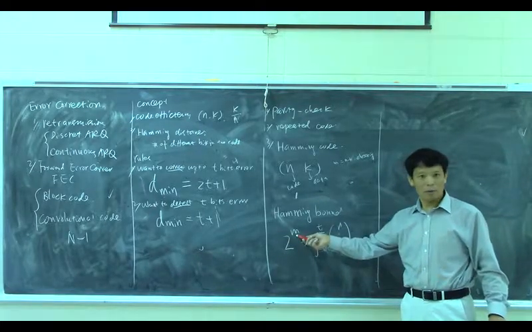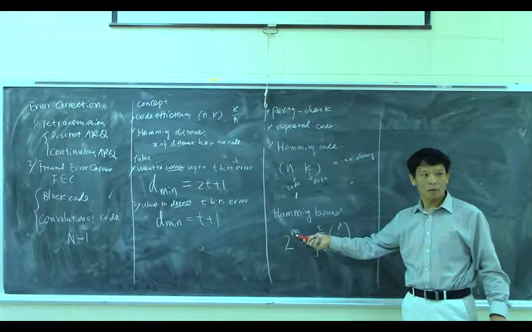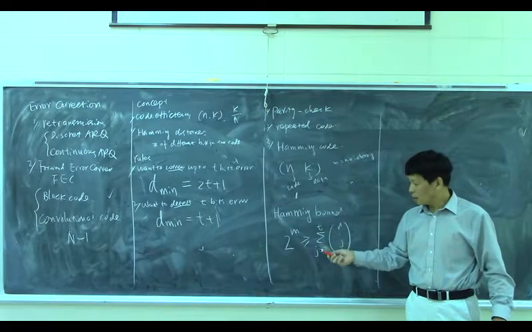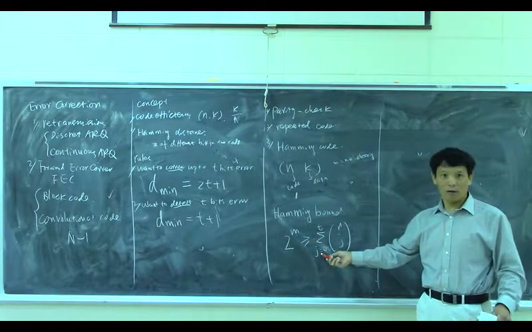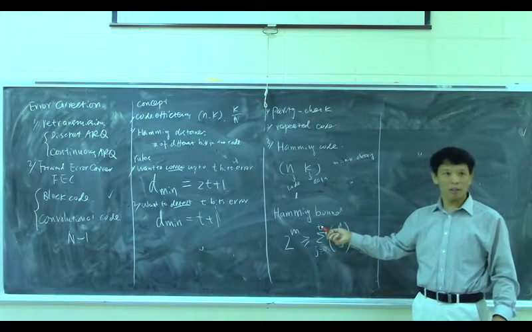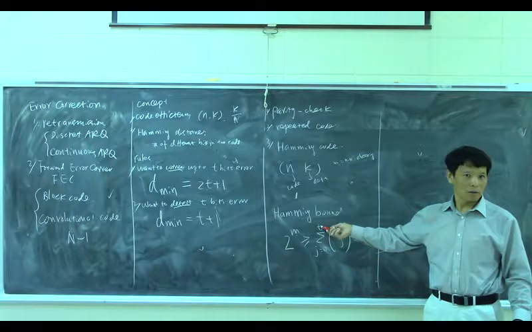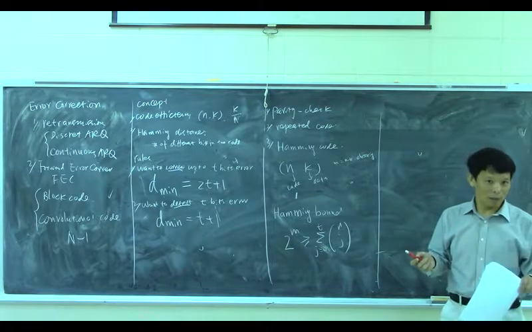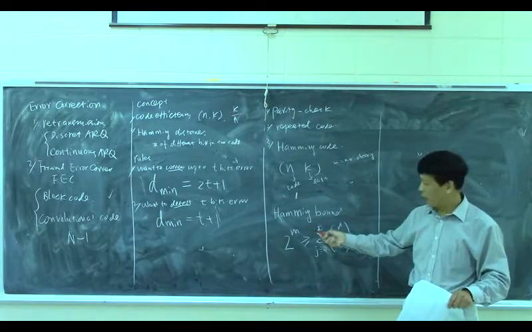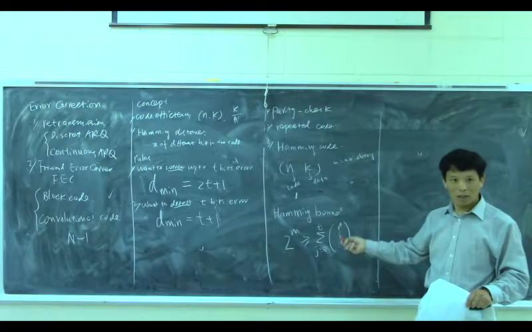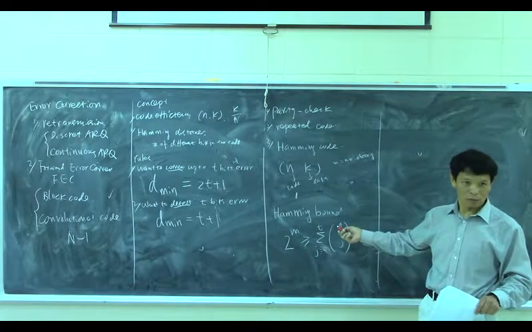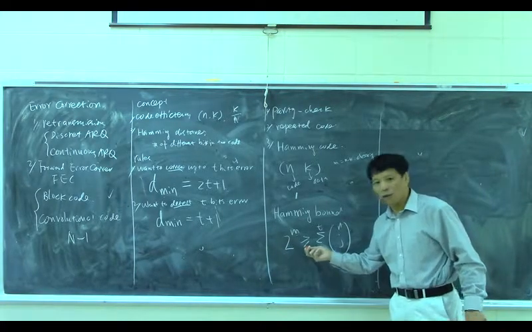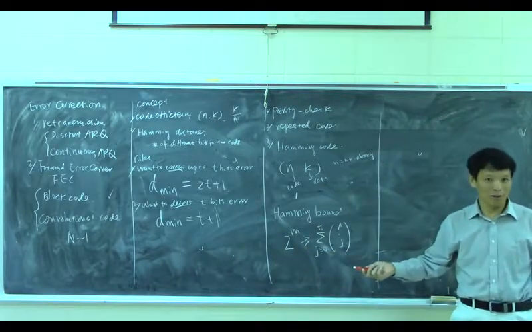2 to the m, what is m? It's the checking code, the length of the checking code, greater or equal to the sum, where j is the summation variable, from 0 all the way to t. What is t? The number of bits that we want the code to automatically correct. So that is the capability for correction. And n choose j, what is n? The length of the code. Right? In a special case, if the equality is satisfied, this is called a perfect code.